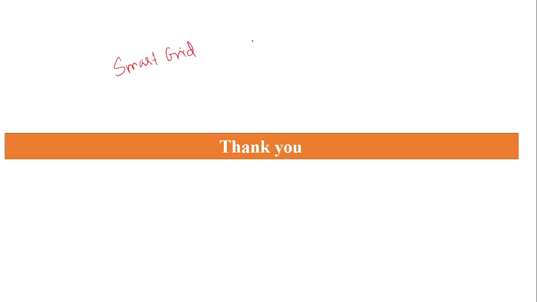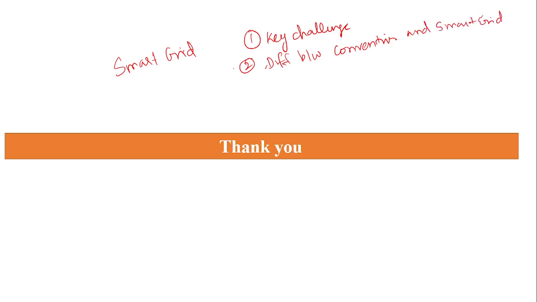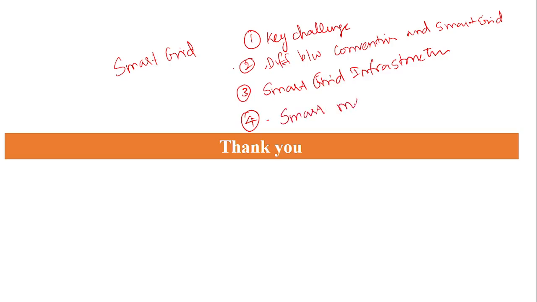In today's session, we discussed what is a smart grid and the key challenges in smart grid, and the difference between conventional and smart grid. Third, we have seen the smart grid infrastructure components, and the fourth one is smart meters. These are the topics we have seen in this video. Thank you.